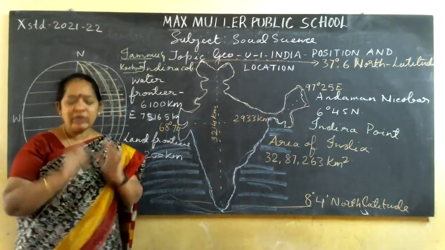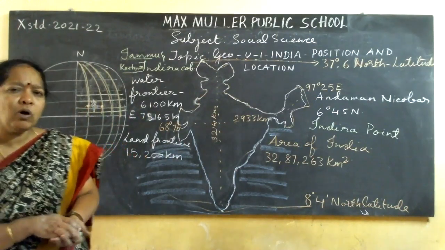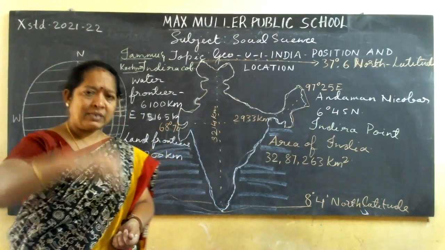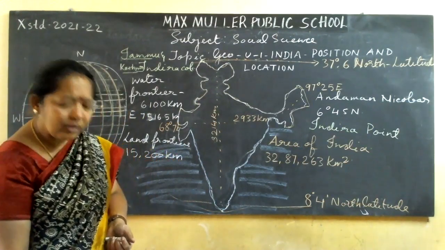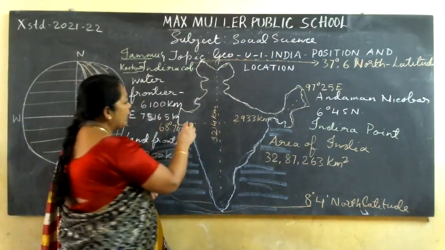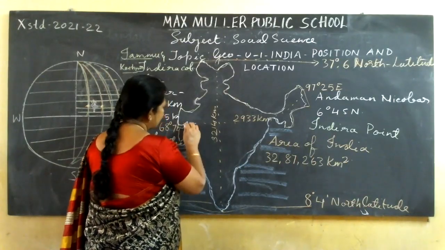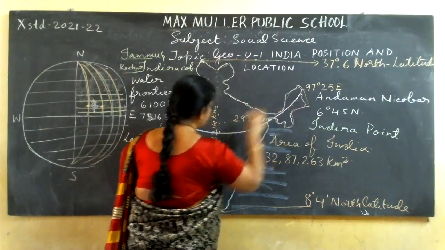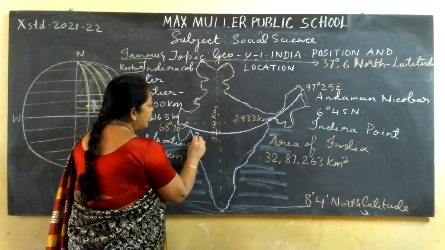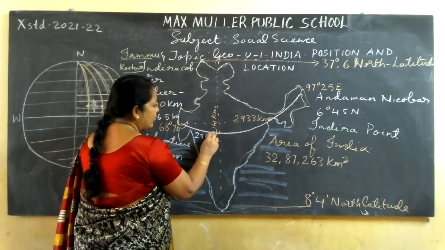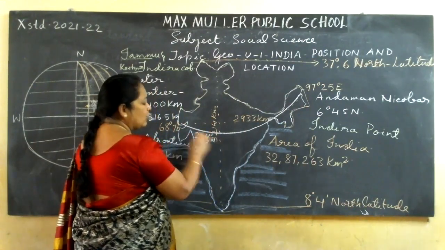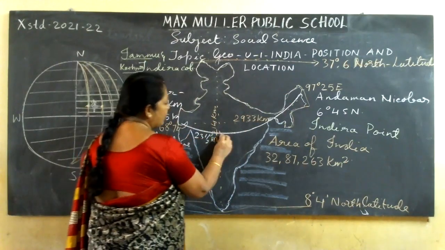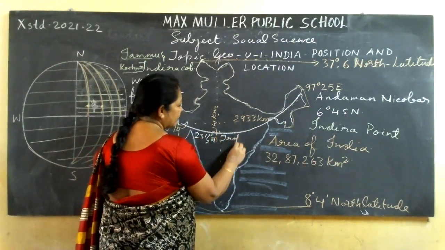And important, the important latitude which passes through India is the Tropic of Cancer. From Rann of Kutch to Arunachal Pradesh, the 23.5 degree north latitude passes through India, and that is the Tropic of Cancer.